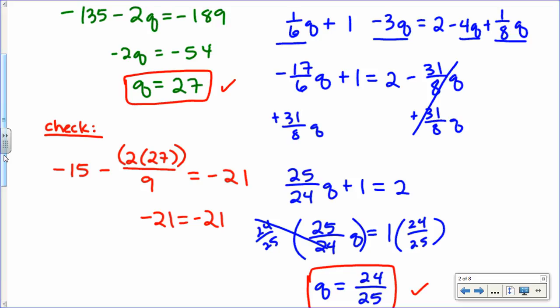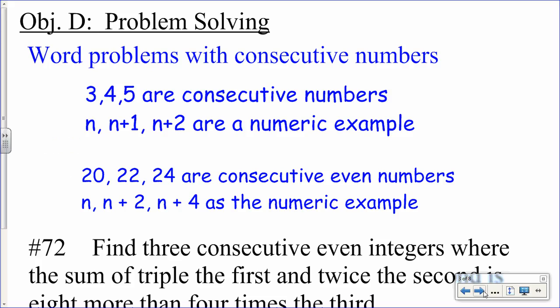Okay, let's look at some word problems. So word problems with consecutive numbers. This is another thing that comes up on the ACT. It'll talk about consecutive integers or consecutive even integers or numbers.